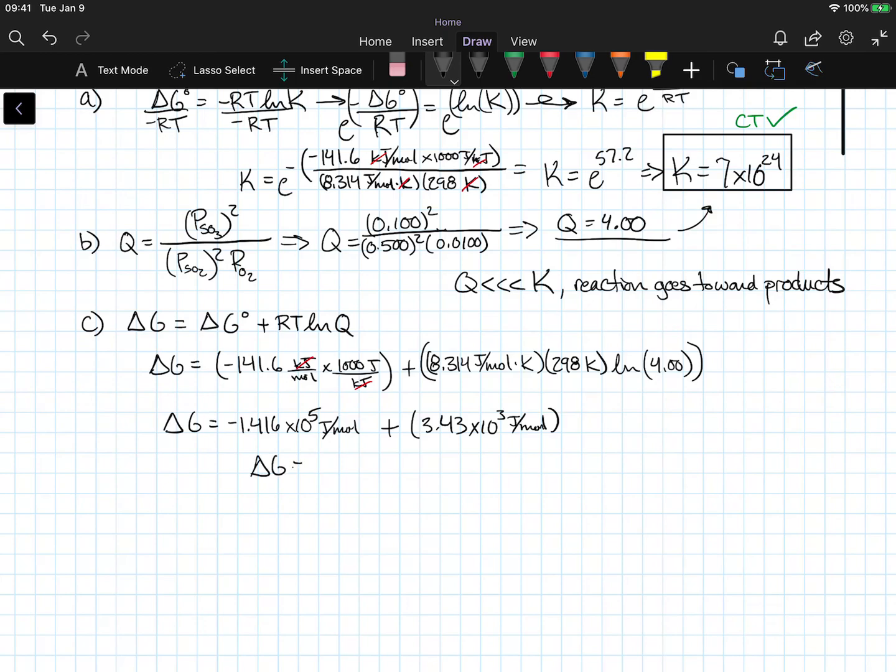So for our final answer, delta G ends up being negative 1.382 times 10 to the 5th joules per mole, or we could rewrite that in kilojoules. That's negative 138.2 kilojoules per mole.